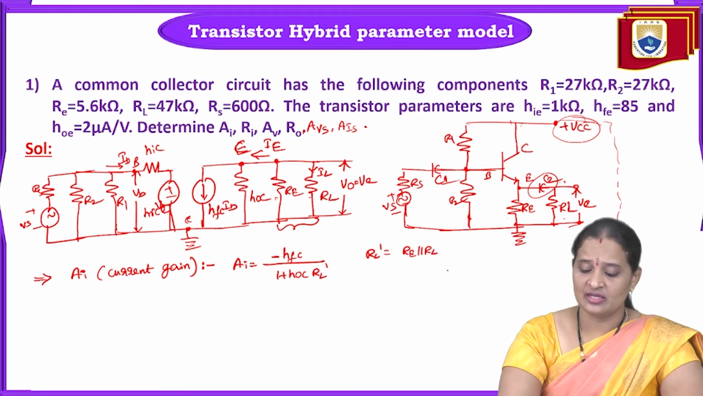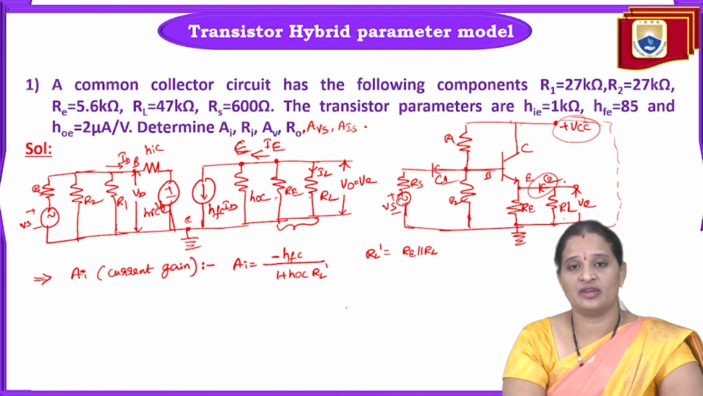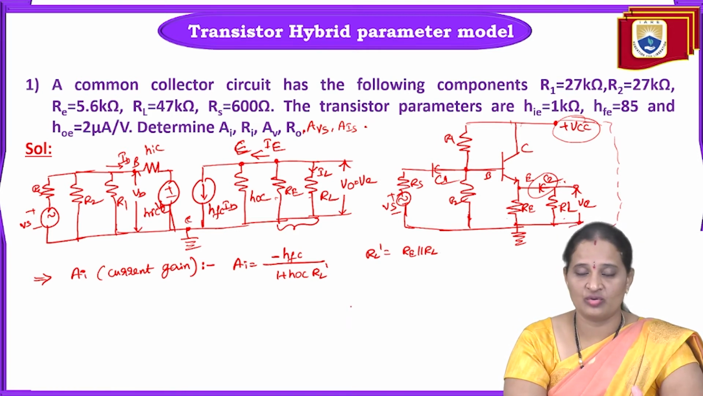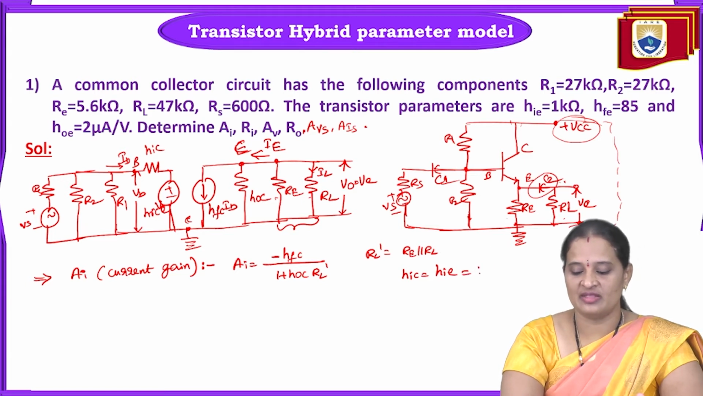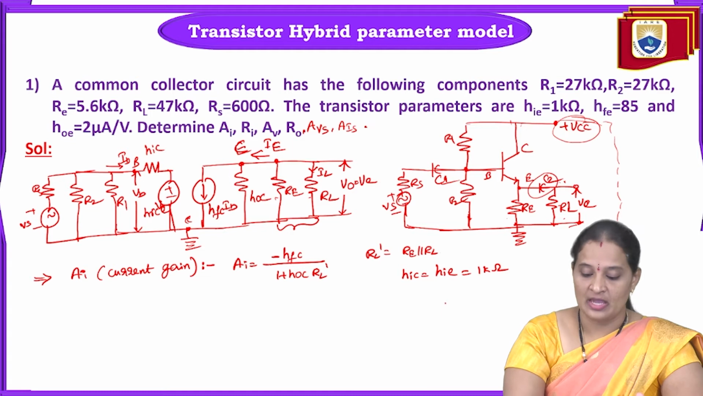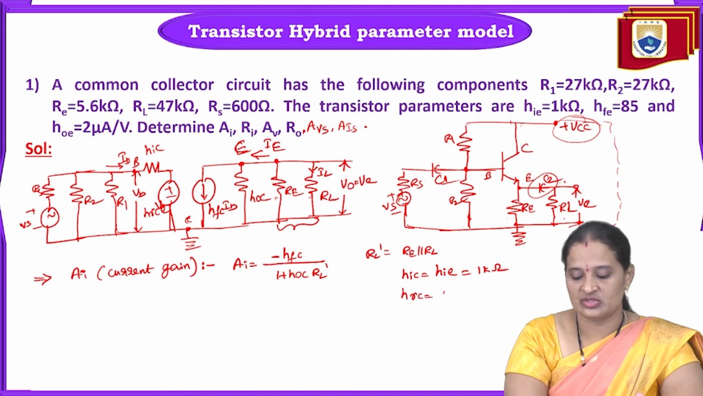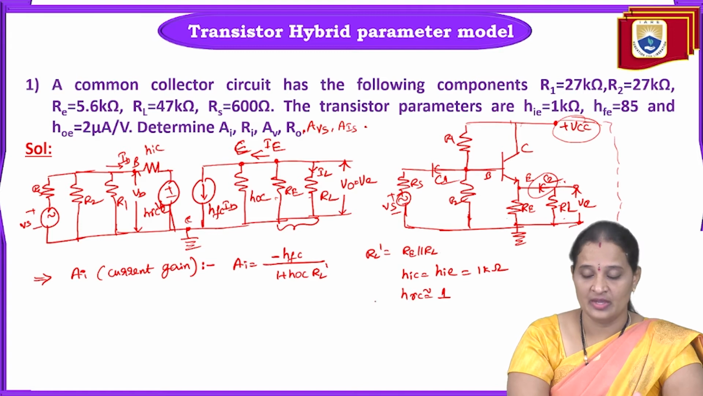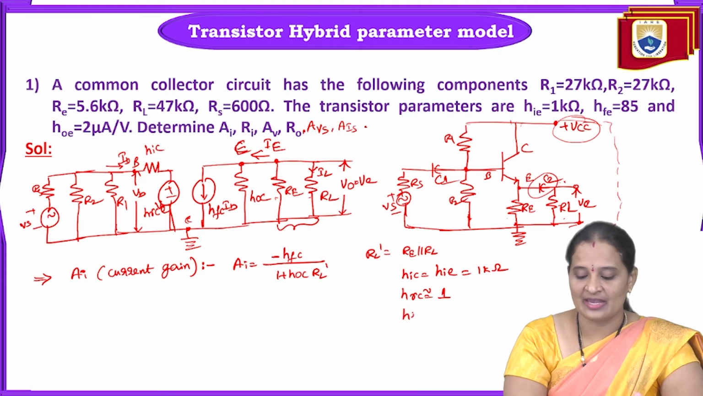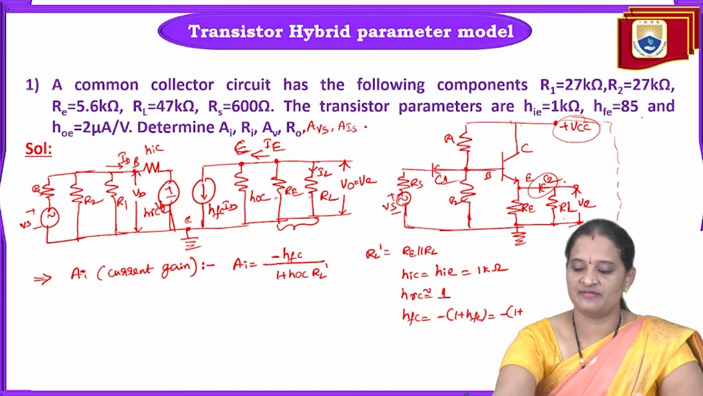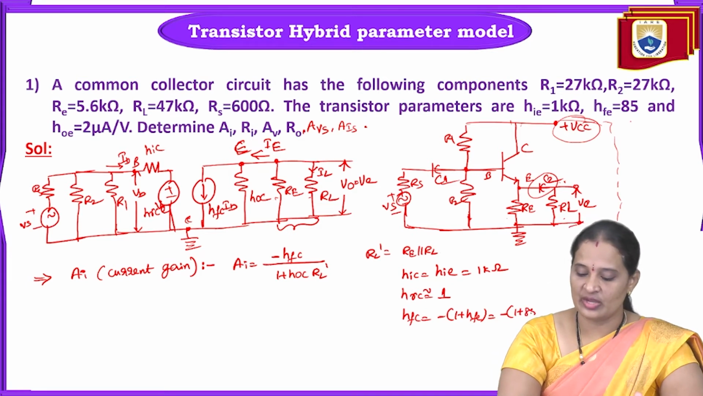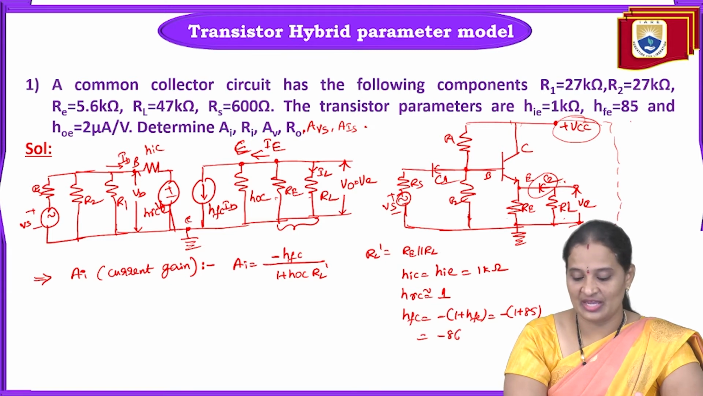Okay. So before that, first of all the H parameters given in common emitter configuration, now I want to convert them into common collector configuration. So HIC is equals to HIE, where HIE value is given, that is 1 kilo ohm. Next up, HRC is equals to 1, which we have seen already. Next formula we have seen, and HFC is equals to minus of 1 plus HFE. What is the value of HFE? Minus of 1 plus HFE value is given as 85. So it is minus 86.